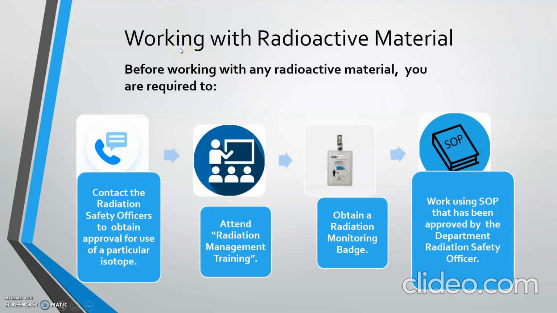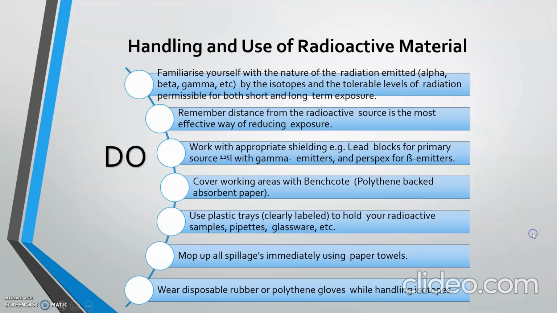Working with radioactive material. Before you work with any radioactive material, you are required to first contact the radiation safety officer to obtain approval for use of a particular isotope, and then attend radiation management training. You need to obtain a radiation monitoring badge and then work using an SOP that has been approved by the Department Radiation Safety Officer.